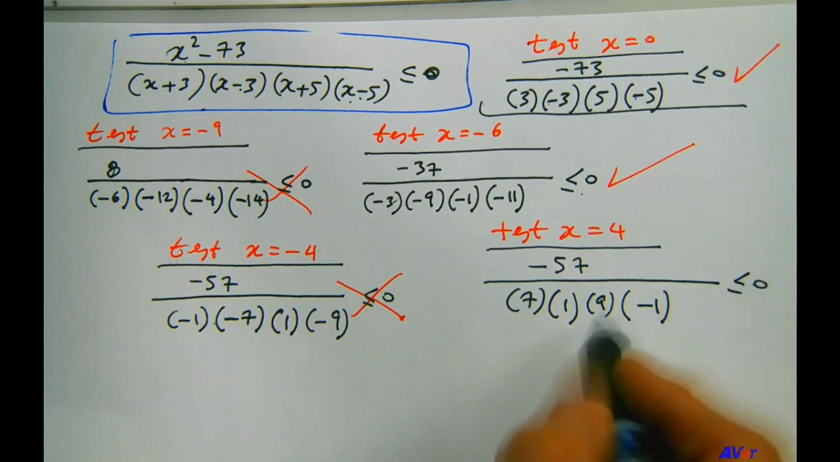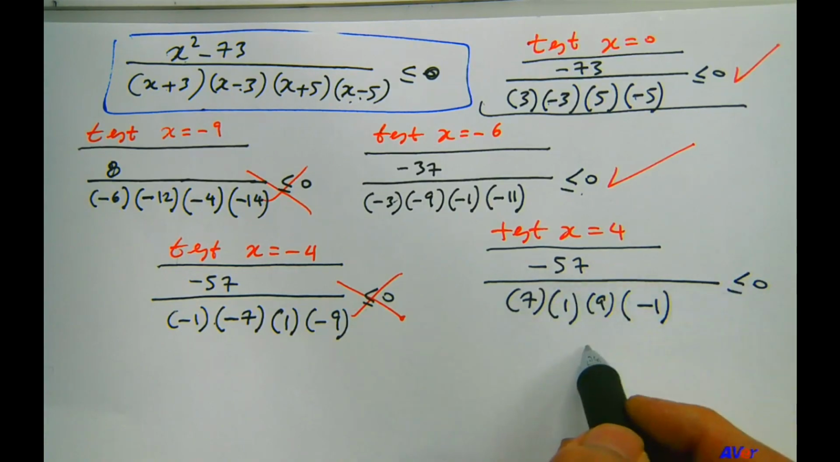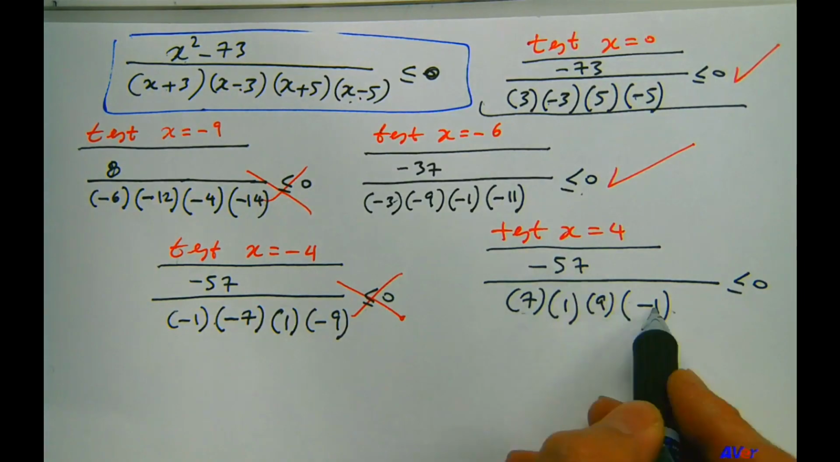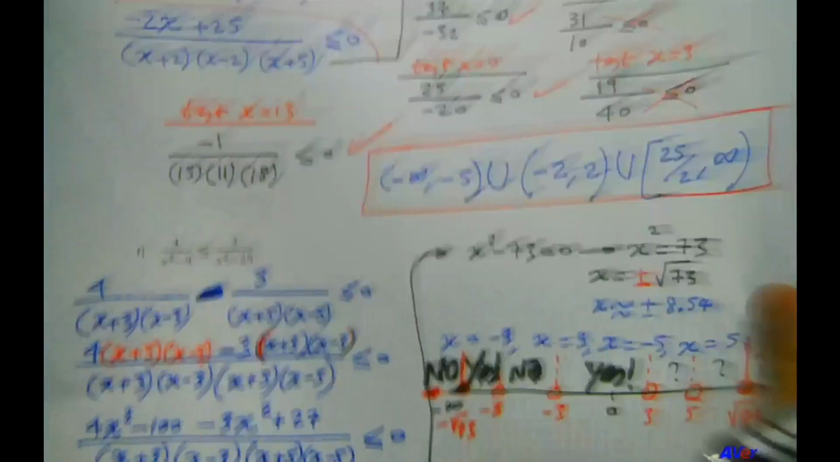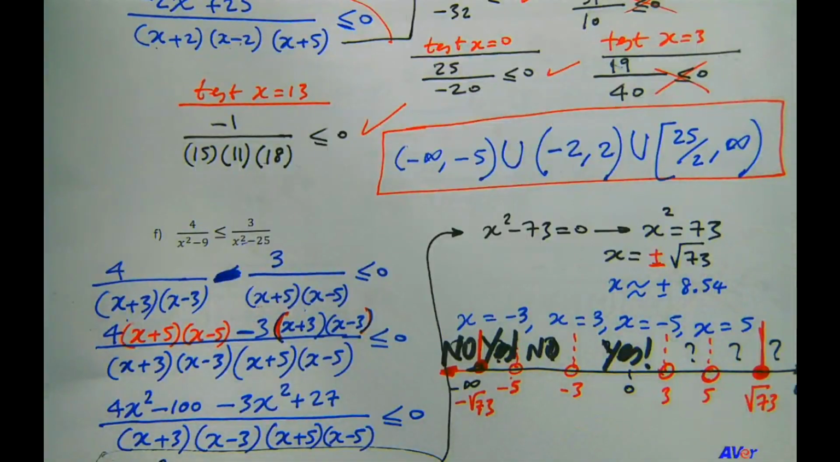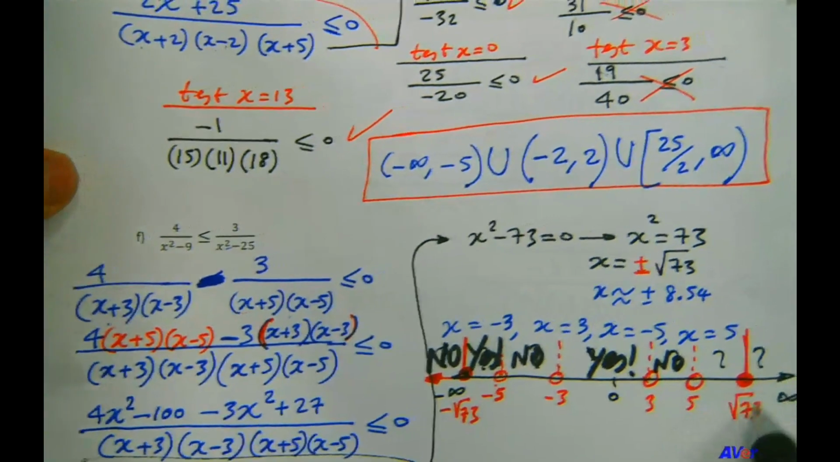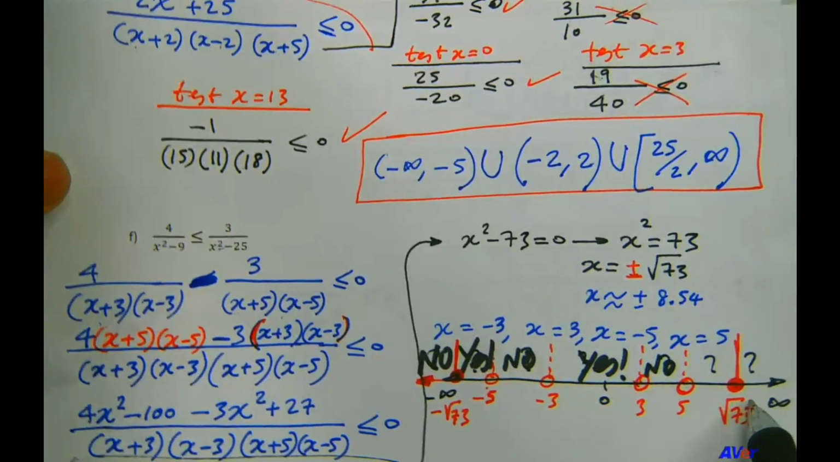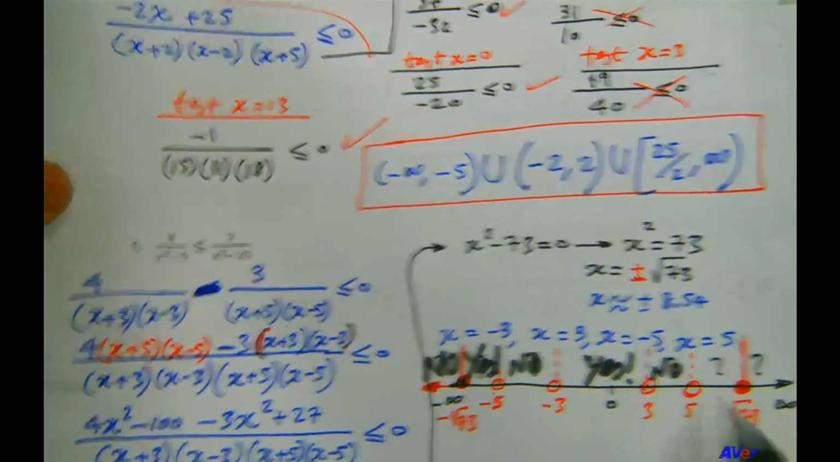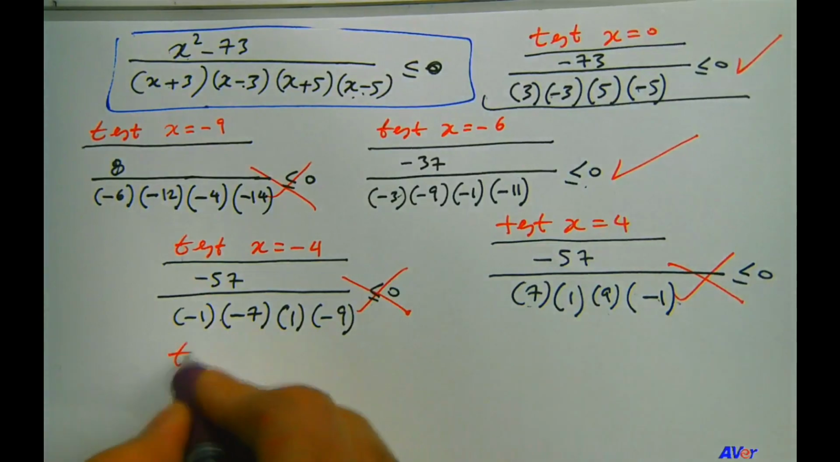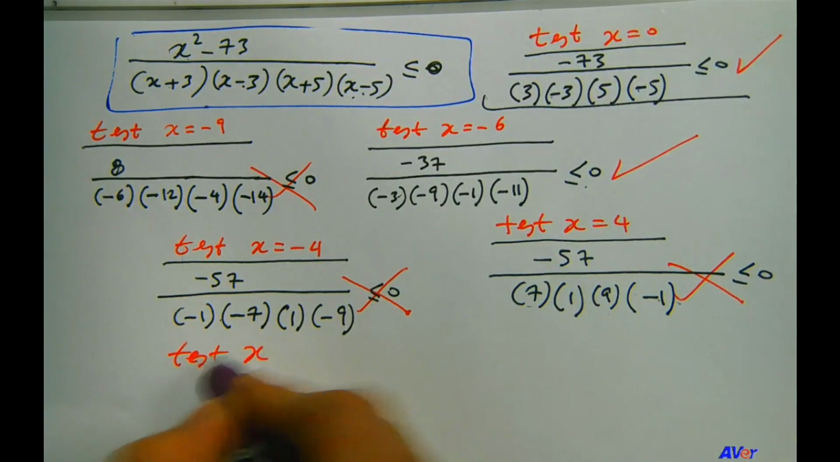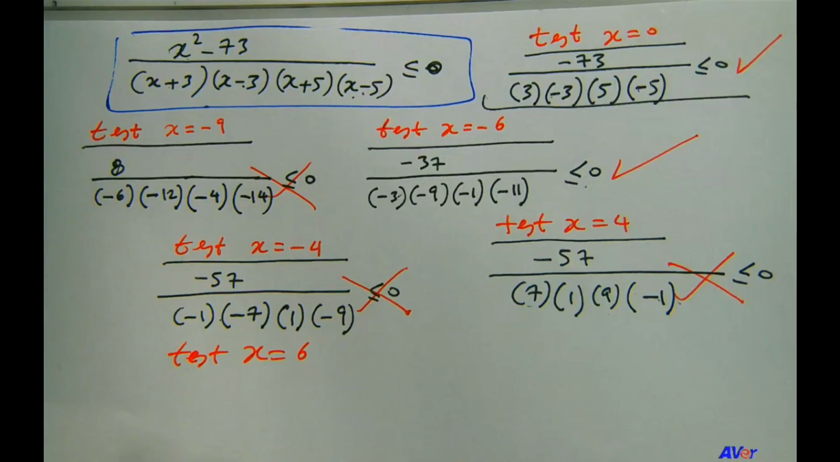Is the left side less than or equal to 0? No, because negative divided by a negative number is positive. So no. So we come back here and we say that for this region, between 3 and 5, there is no solution. Okay. Between 5 and positive 8.54, right? So 6. So let's test x equals 6, right?